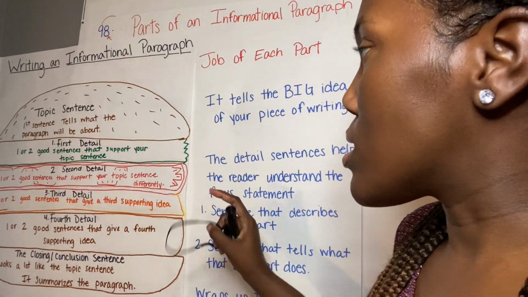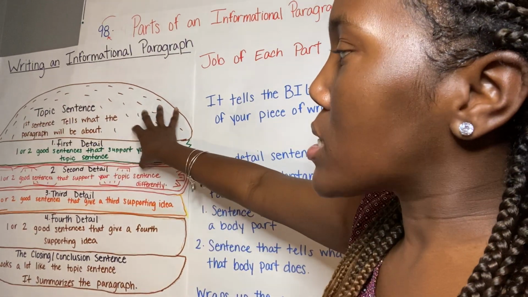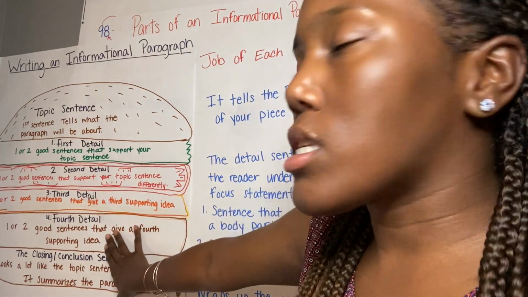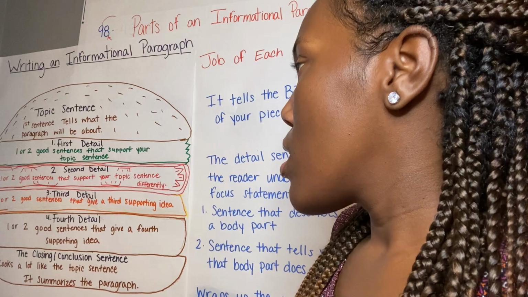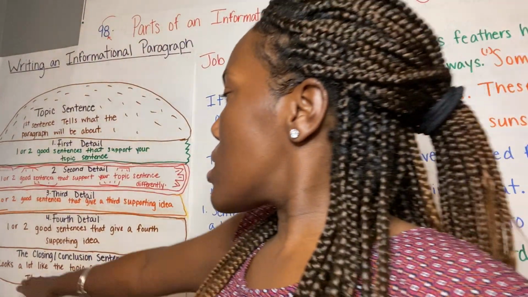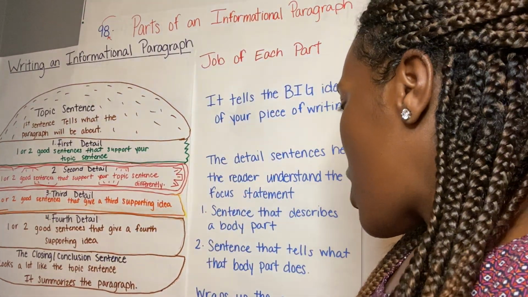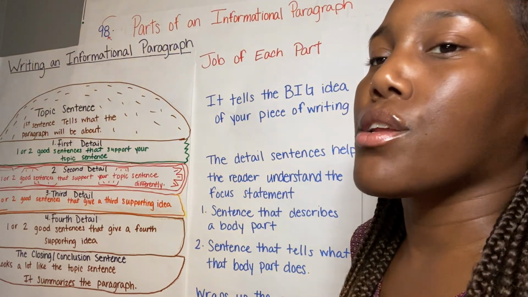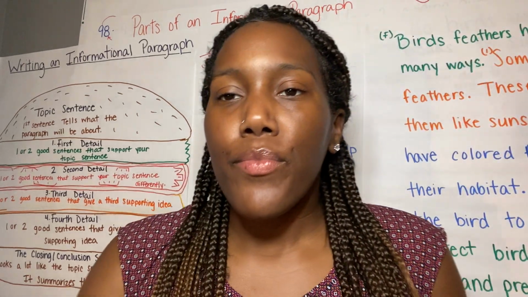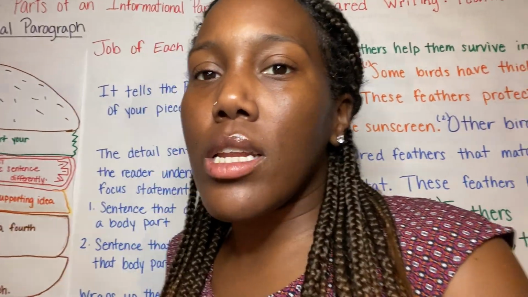Once we get those details together, we're going to do a first detail and a second detail to support that topic sentence. In a longer paragraph, you may have a third detail or a fourth detail, but we're not doing that just yet. Then we're going to wrap it up with our conclusion or our closing sentence. The closing sentence looks a lot like the topic sentence, and it summarizes the paragraph. It wraps up the paragraph and it reminds the reader of that first topic sentence, of the big idea of your piece of writing.